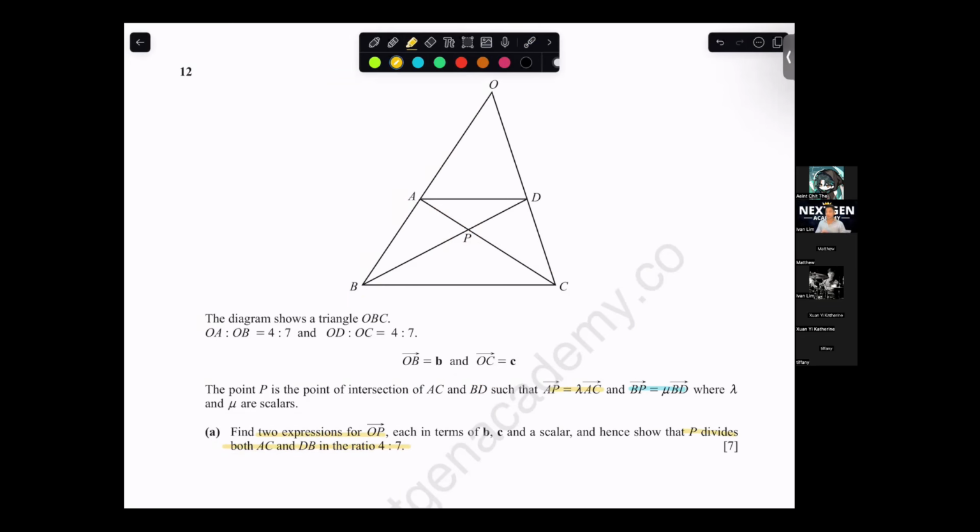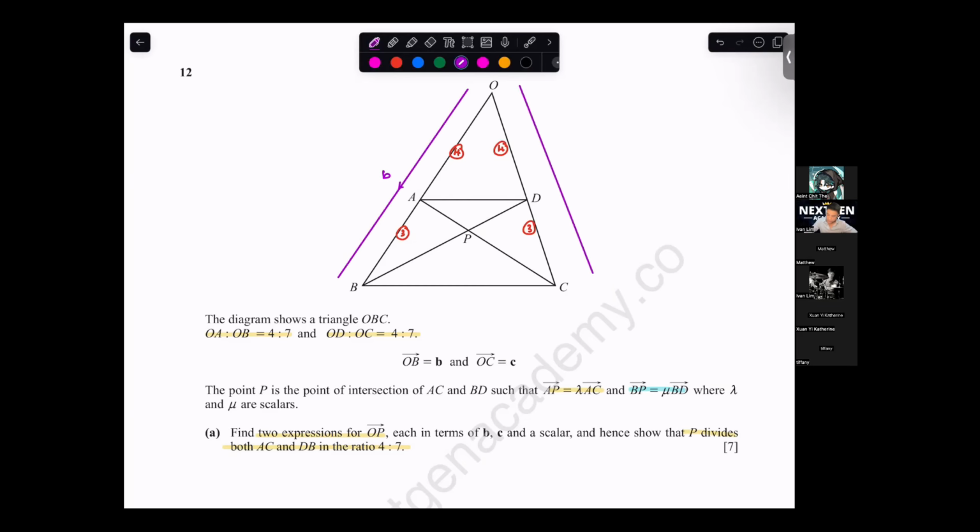Looks like a lot of information, right? We break down part by part first. Okay, let's start from the very first thing over here. OA to OB, 4 to 7. OD to OC, 4 to 7. So in terms of the ratio, they say 4 to 7. So that means this is 4 parts, here is 3 parts. Whenever they give you in terms of ratio, I want you all to circle it to differentiate between the value of the vectors itself and the ratio. This one also 4 to 3. And they give us here, this entire thing is b. This entire thing here is c.